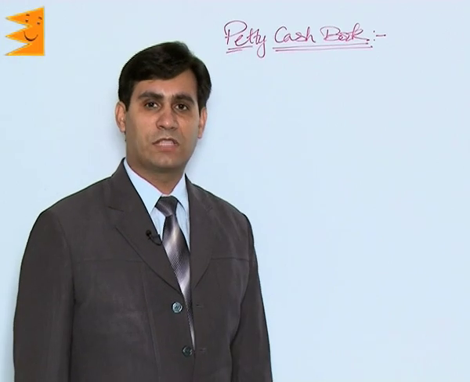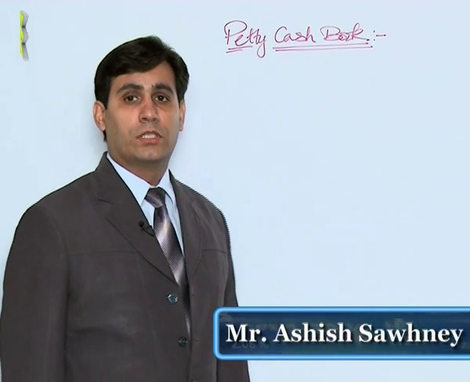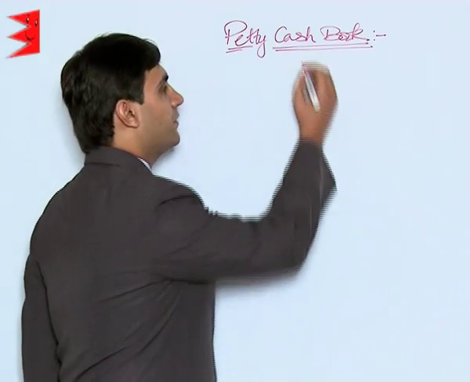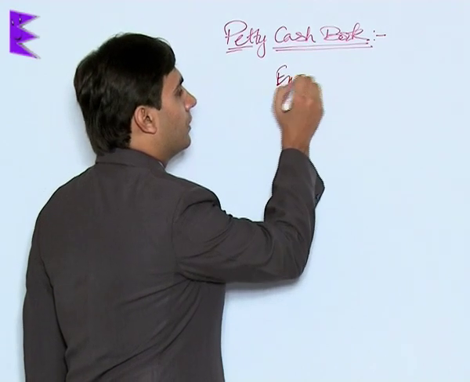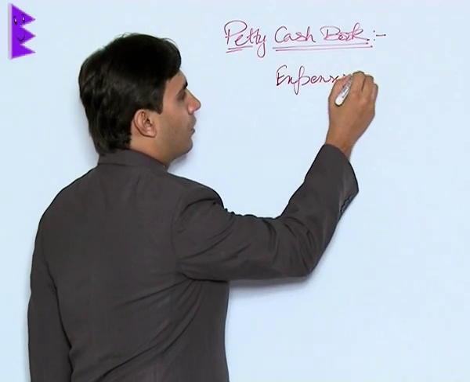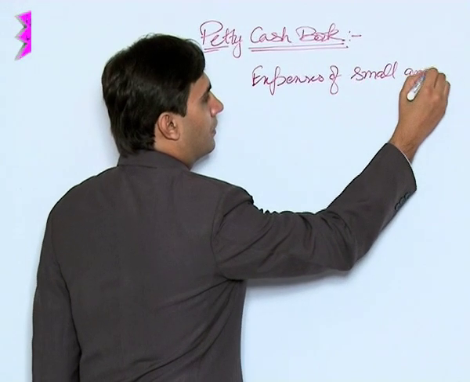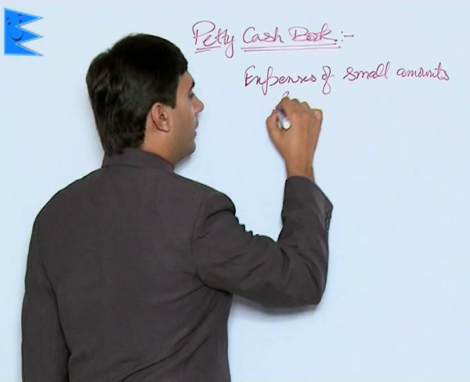The third type of cash book that we'll do is the petty cash book. Now as the name suggests, a petty cash book is a cash book which is used to record expenses which are of very small amounts and repetitive nature.